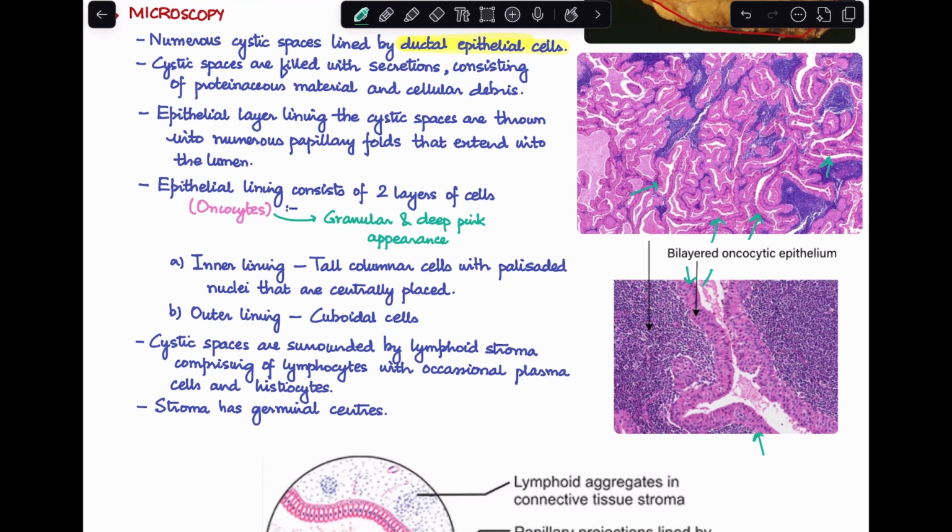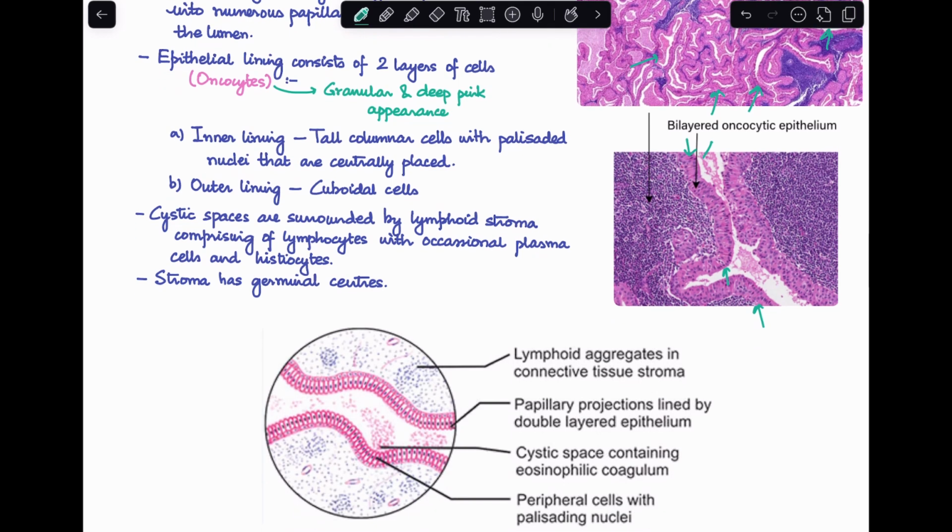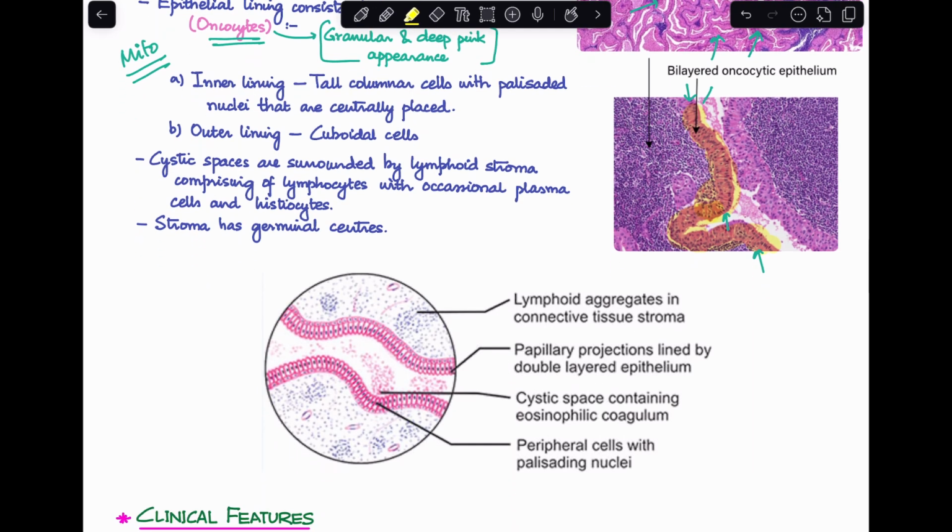Now, if we look deeper into the epithelial lining, we discussed that the epithelial lining is made of oncocytes. Oncocytes are cells which are rich in mitochondria, because of which they have a very granular and deep pink appearance. Now, this epithelial lining actually has two layers within it. If you look at the image over here, these areas that you're seeing are the double-layered, the bilayered oncocytic epithelium.